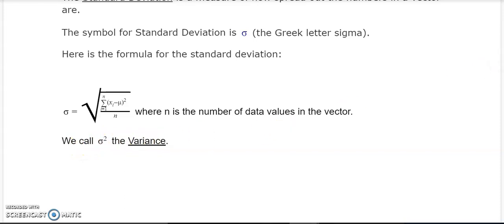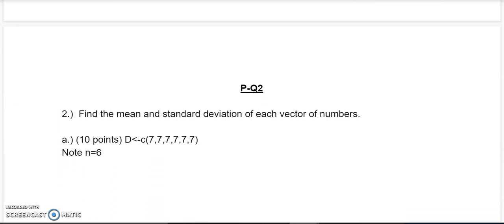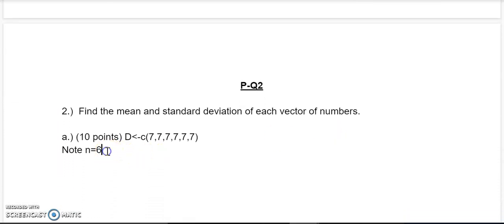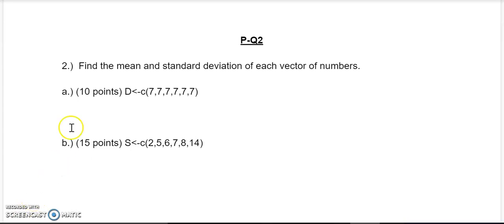Alright, so let's look at an example. So here's practice quiz 2. Let me take this away. Practice quiz 2, part A. It says find the mean and standard deviation for each of the vectors. There's A and B here. Okay, so let's find the mean and standard deviation for A.